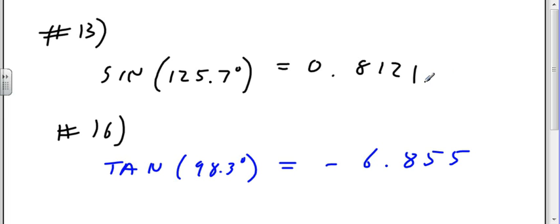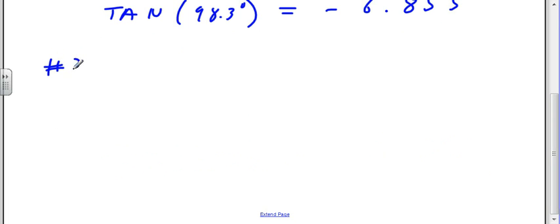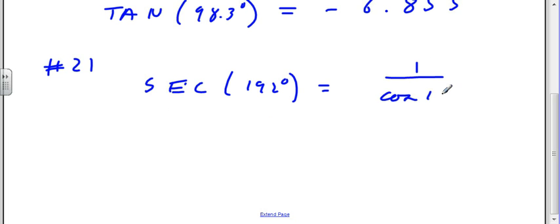Guess we'll go down to 22. No, we won't. We'll do 21. All right, 21. And we want the secant of 192, to four significant digits. Well, the secant is equal to 1 over the cosine of 192. So we just put on our calculator 1 divided by cosine 192, close parentheses, and come up with minus 1.022 for four significant digits.